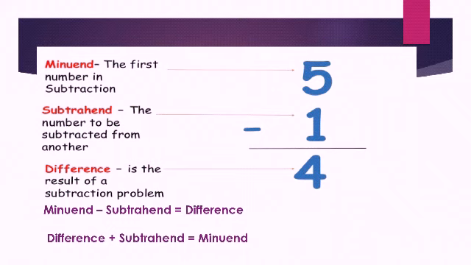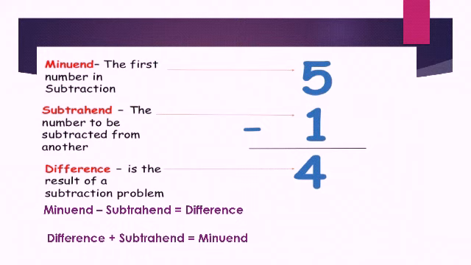The number to be subtracted from another number, that number which we are subtracting, is known as subtrahend, and the answer of subtraction is known as difference. Difference is the result of a subtraction problem. Now, as I told you, minuend is the greater number from which we are subtracting. Subtrahend is the number which we are subtracting from the minuend, and difference is our answer.